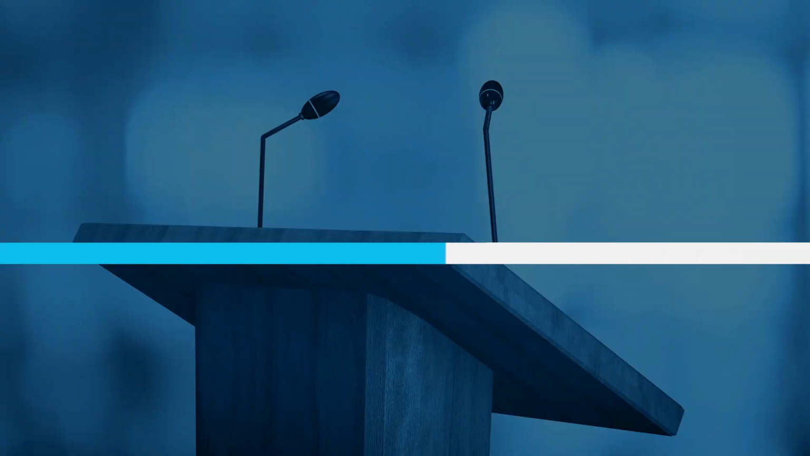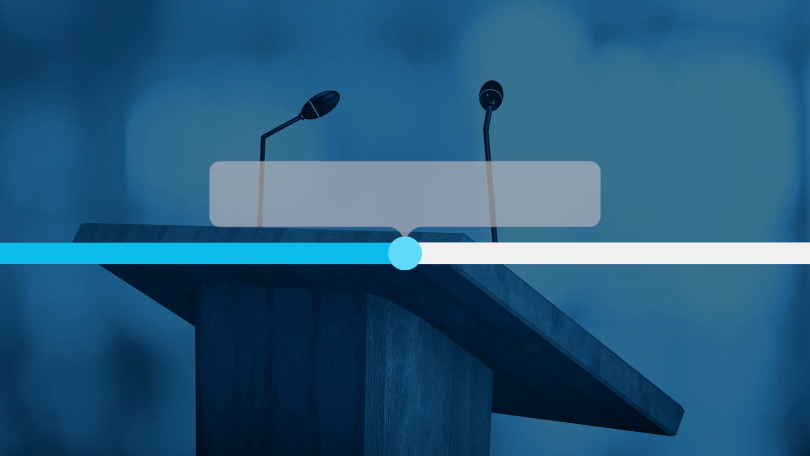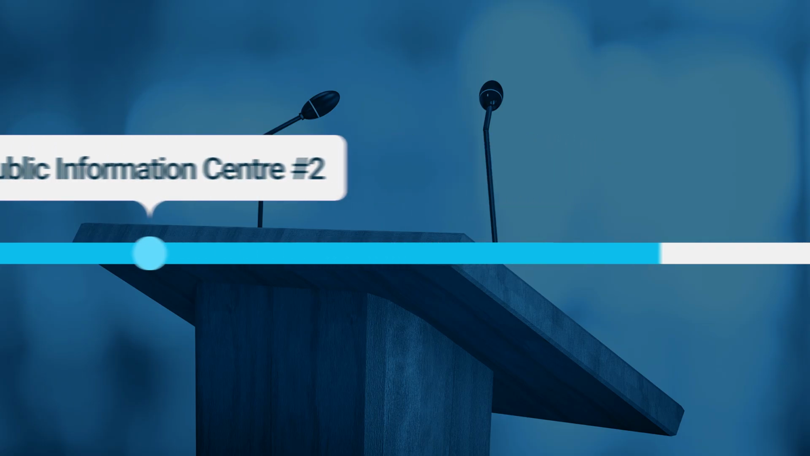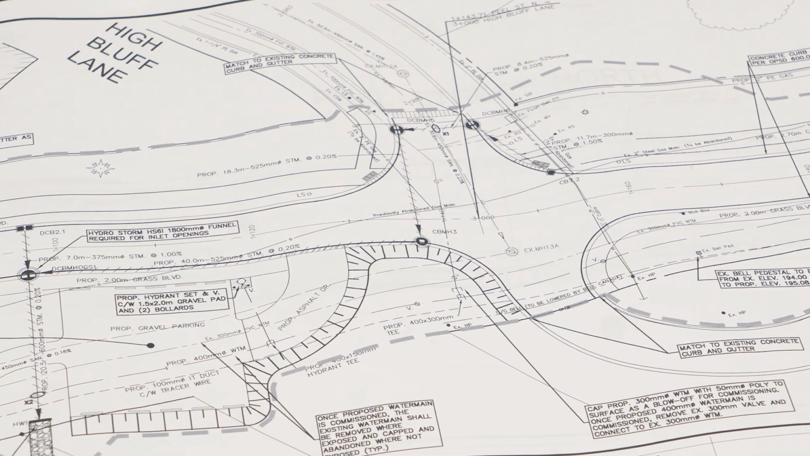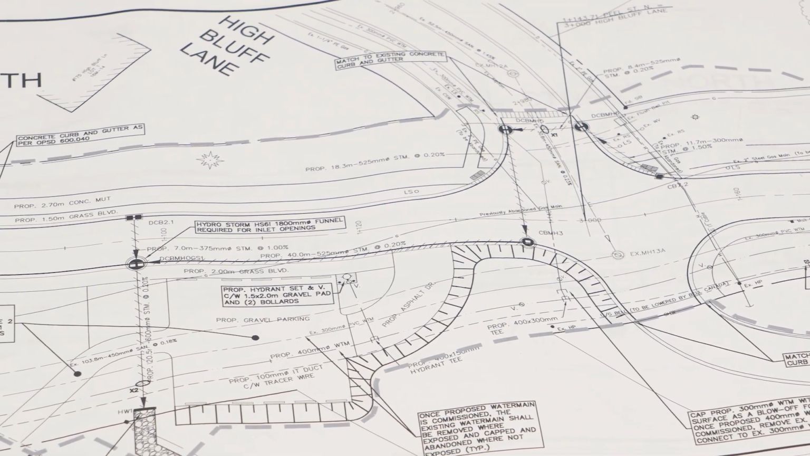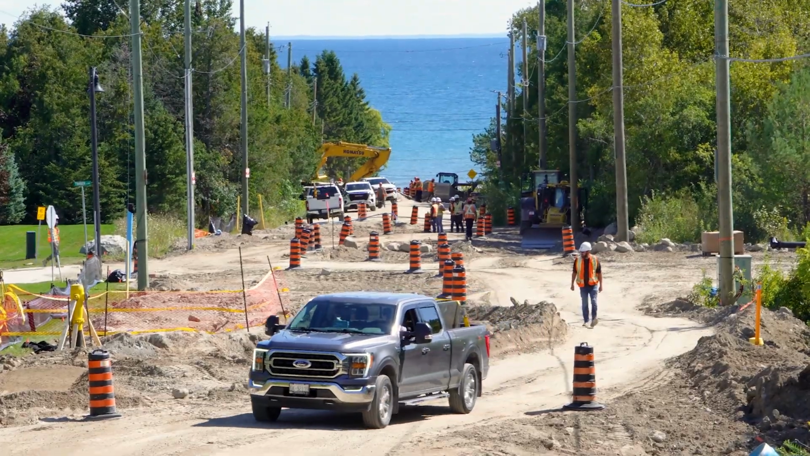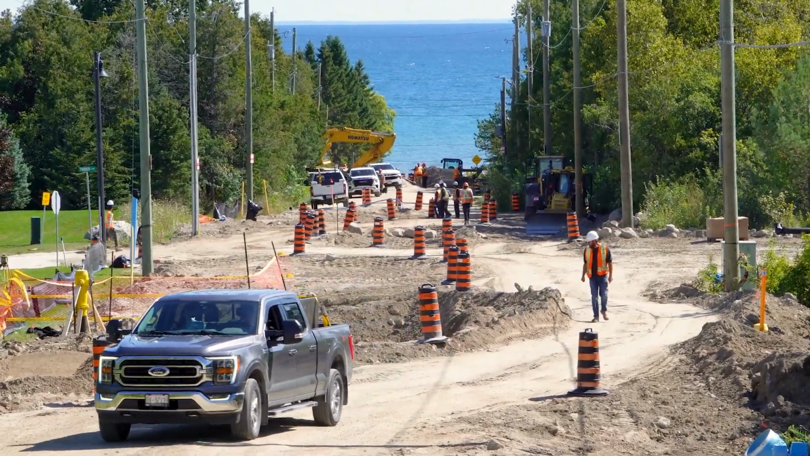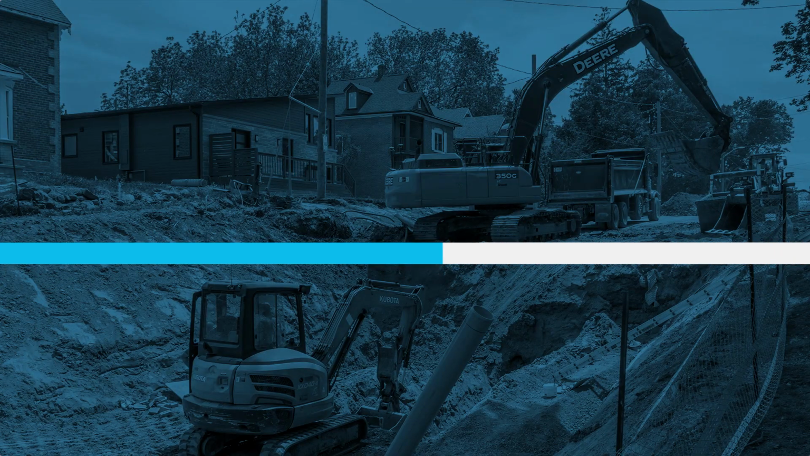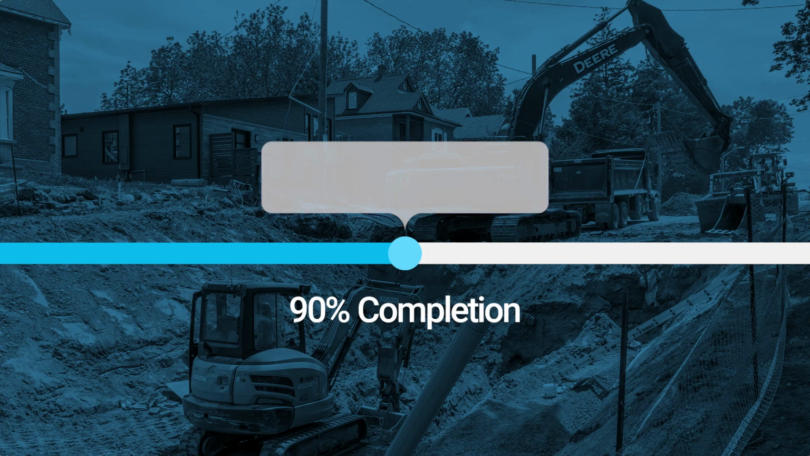Depending on the scale of the project, a second public information center may be held between the 60 and 90% design stage. The community will be able to see and ask questions about how the design has evolved, and the consultant will be able to provide more details on construction impacts within the road allowance and on private property. Following this detailed design stage, the project will move into final design.